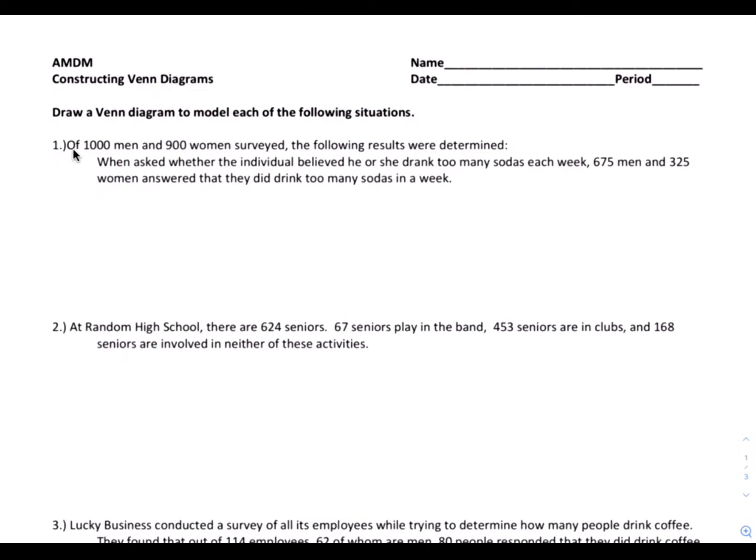Number 1 says, of 1,000 men and 900 women surveyed, the following results were determined. When asked whether the individual believed he or she drank too many sodas each week, 675 men and 325 women answered that they did drink too many sodas in a week.